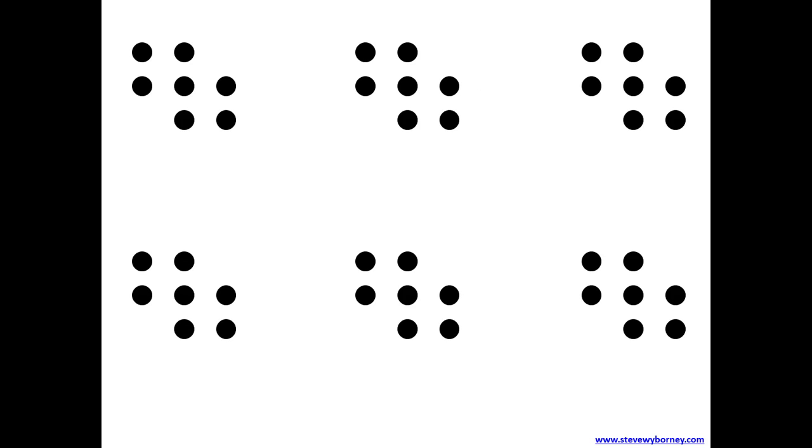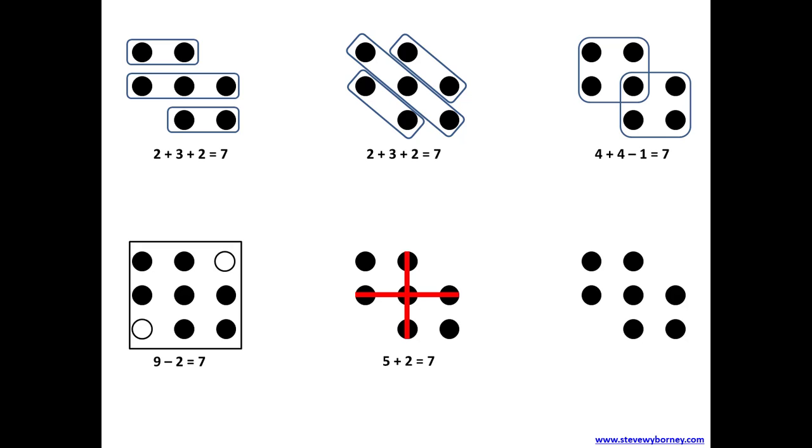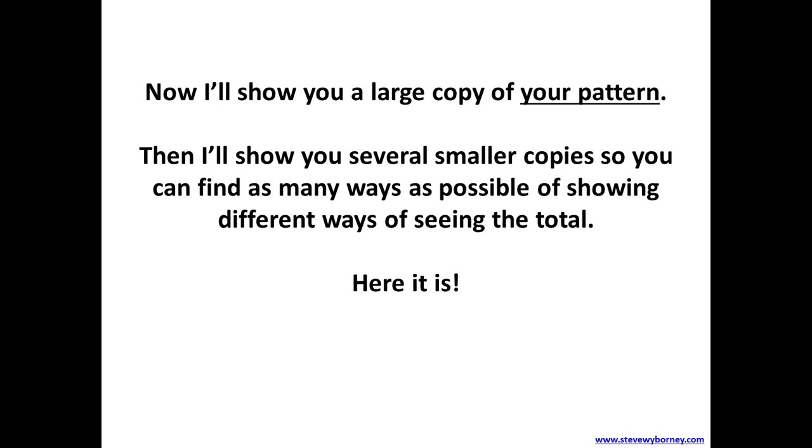And when you click, this example will appear. Now, as you continue to click, some annotation will appear on the screen and equations will also appear. And this serves as an example to show the students that there are many, many different ways of seeing the same pattern. After that, it will say, now I'll show you a large copy of your pattern. Then I'll show you several smaller copies so you can find as many ways as possible of showing different ways of seeing the total. Here it is.